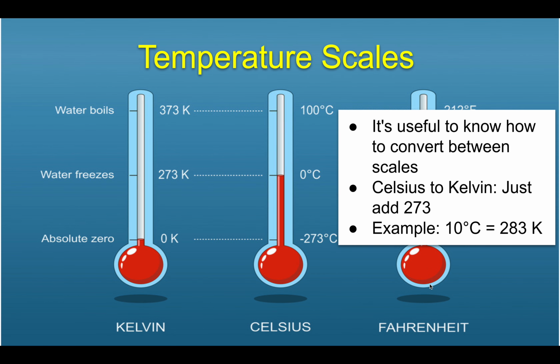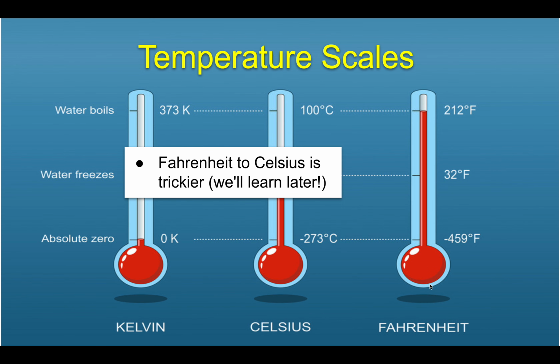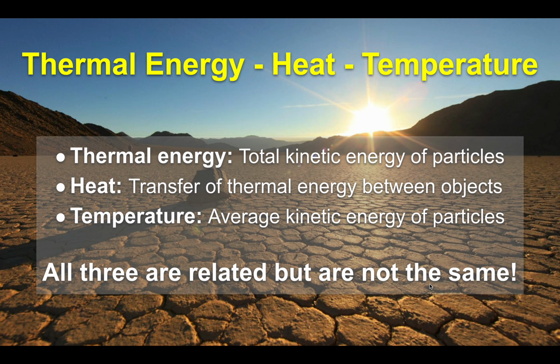All right, so we want to make sure we know how to convert between scales. Celsius to Kelvin is pretty simple. You simply just add 273 to the Celsius number, and that'll convert it to the Kelvin scale. So if you have 10 degrees Celsius, add 273 to it, now we're working at 283 kelvins. Okay? The Fahrenheit scale is much trickier. We'll create a special lesson just for that, where we'll be able to convert from Fahrenheit to Celsius.